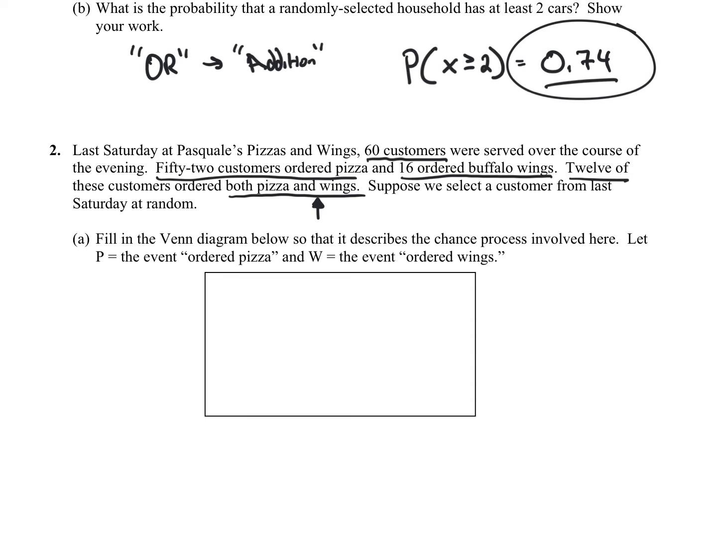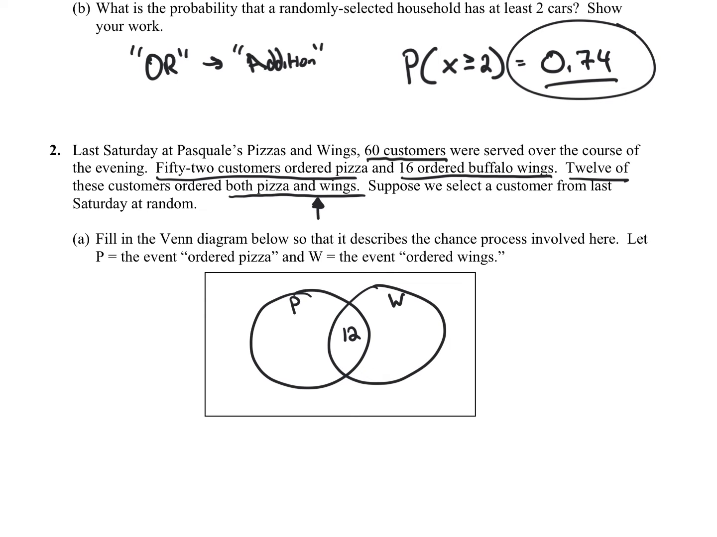Now when we talk about mutually exclusive, are these mutually exclusive? No, they're not, because we do have people that have both pizza and wings at the same time. Suppose we select a customer from last Saturday at random. Since I know there is overlap between pizza and wings, I would literally overlap these. Always start with the overlap people. That's 12. There are 12 people that did both.